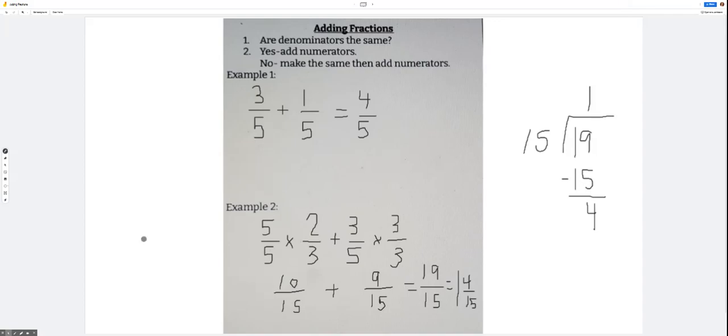You should now have both of these examples on your graphic organizer, and you are going to do the exit ticket for today.